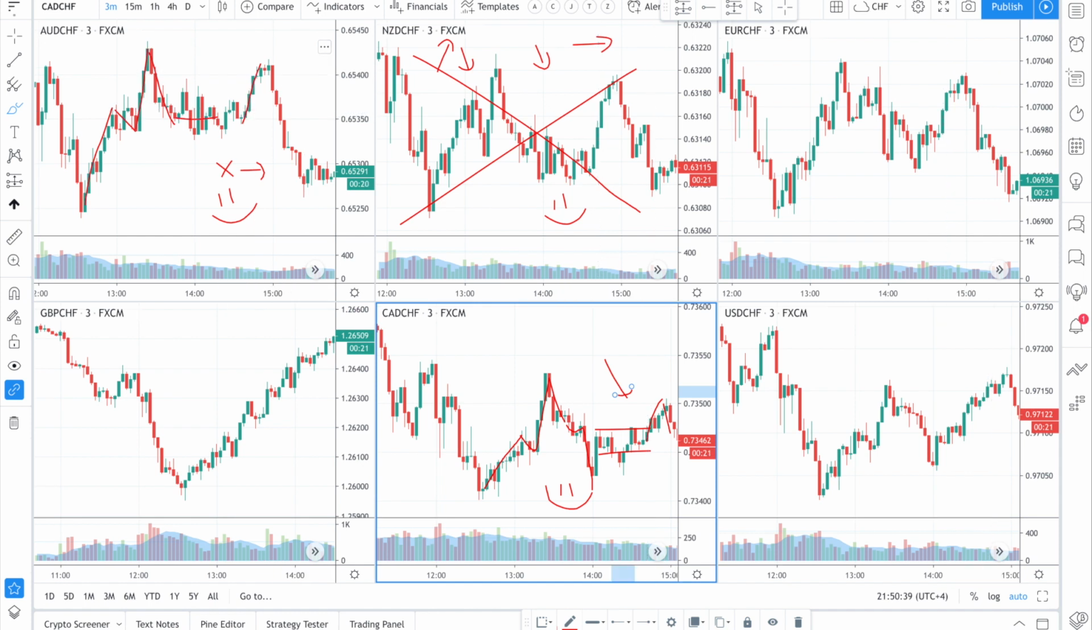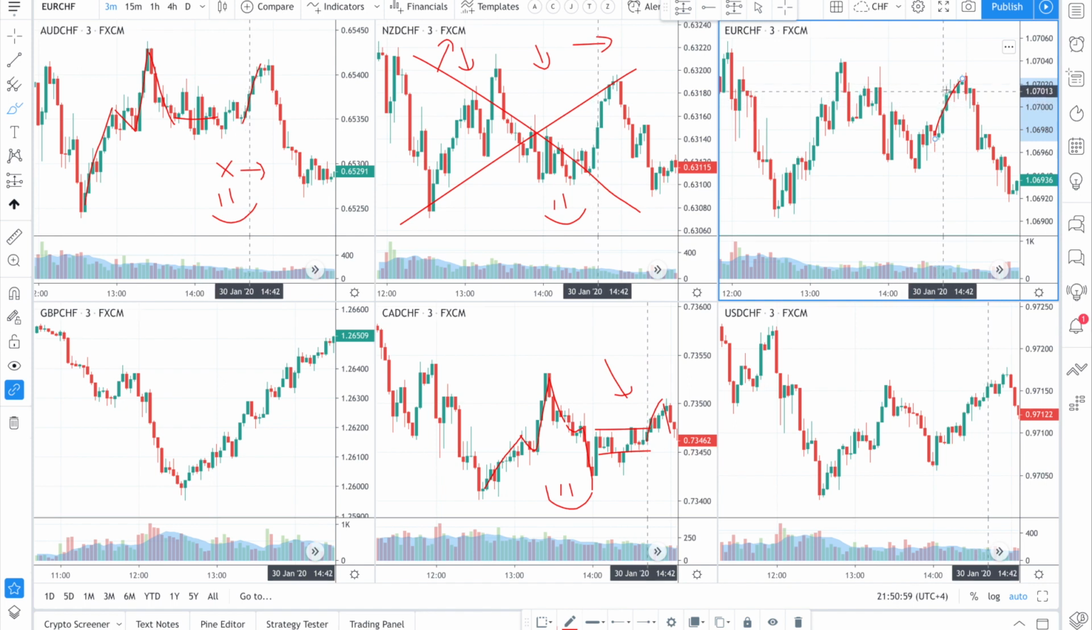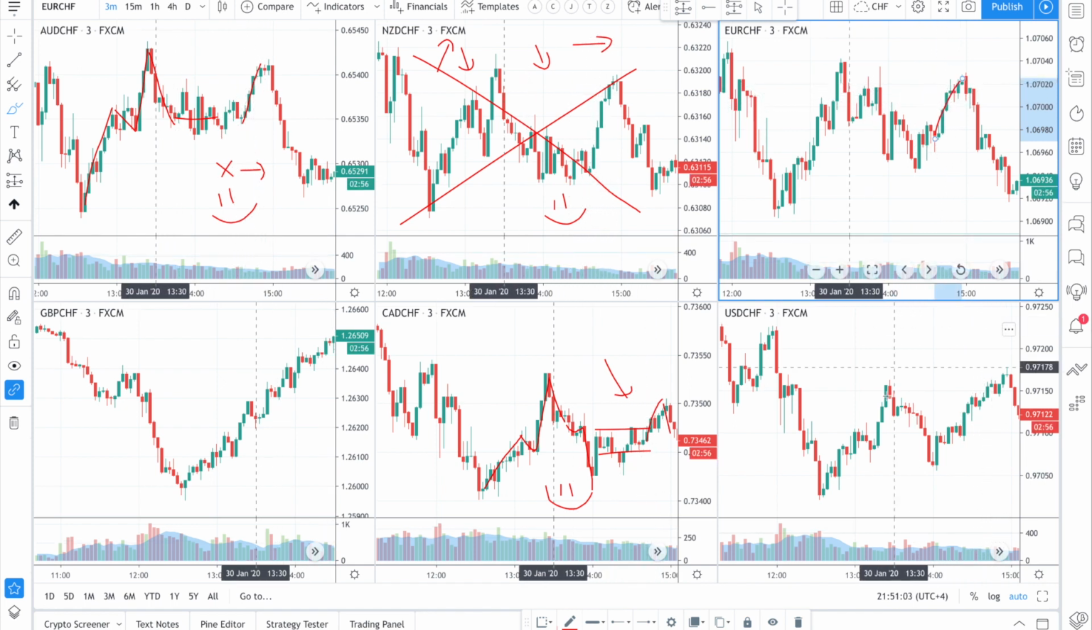At that same time, Euro Swiss franc was going also higher, just like Aussie Swiss franc was. Notice my mouse on Aussie Swiss franc on the top left. This is the same area on Euro Swiss franc on the top right. Yeah? And this same area you will see on USD Swiss franc. Notice how USD Swiss franc is almost making a higher high.